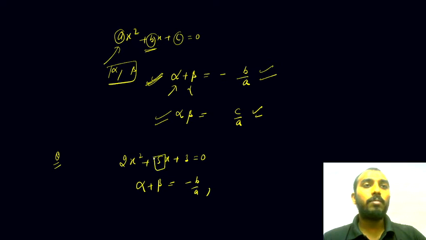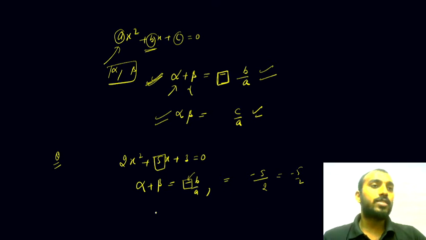B is the coefficient of x. So what is the value of b? B is 5. Okay, and what is the value of a? A is 2. Please don't forget this minus sign, because this minus sign comes from the formula. I am saying this minus is necessary, right? You have to write minus. So this becomes minus 5 by 2. So the sum of roots is minus 5 by 2.